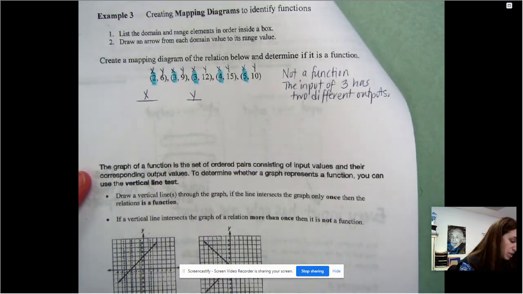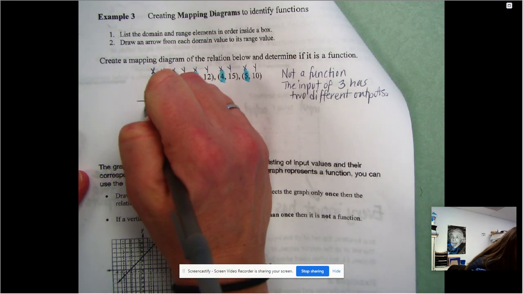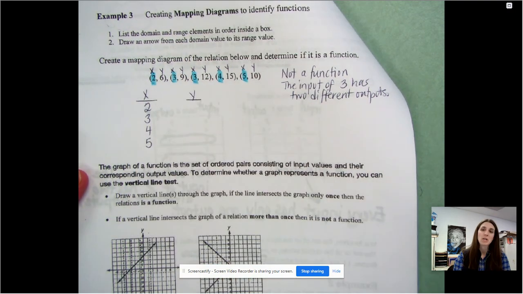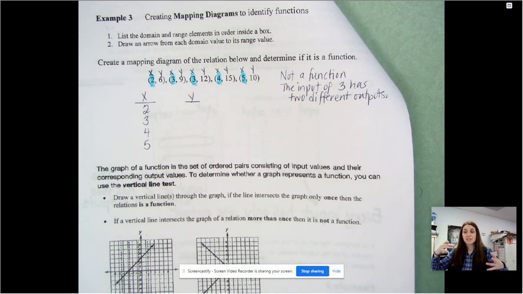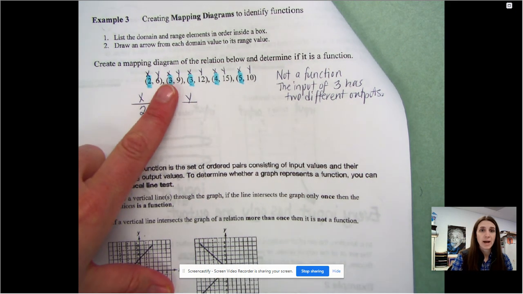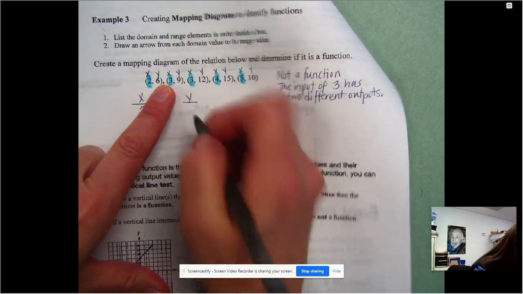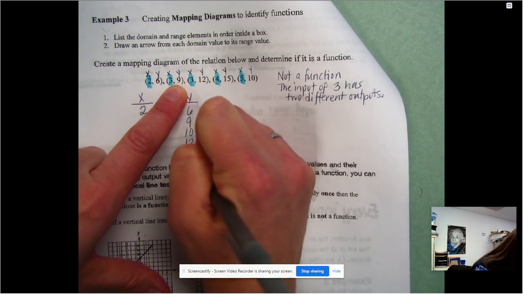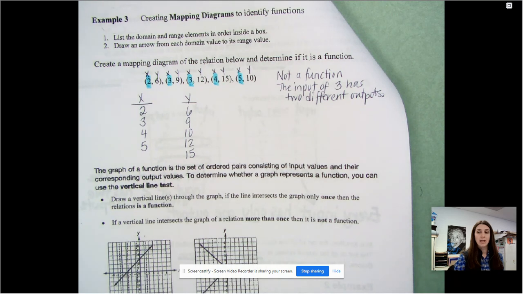So let's just list our inputs, our x's. So we have 2, we have 3, we have 4, and we have 5. Remember, we don't repeat that 3. Essentially, we just listed the domain. So now let's list our range. So we have a 6, a 9, a 10, a 12, and a 15. And again, they like you to list them in order, keeping everything consistent. Remember that we are mathematicians, so we like order about things.